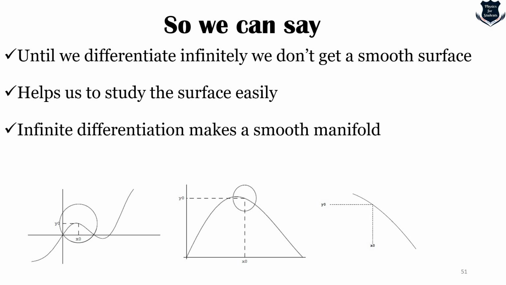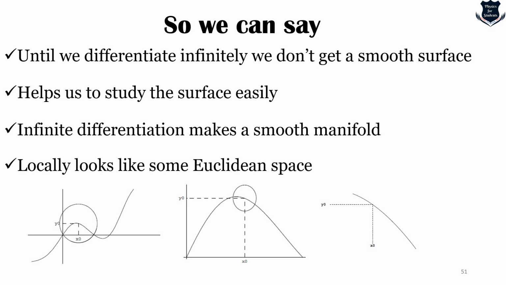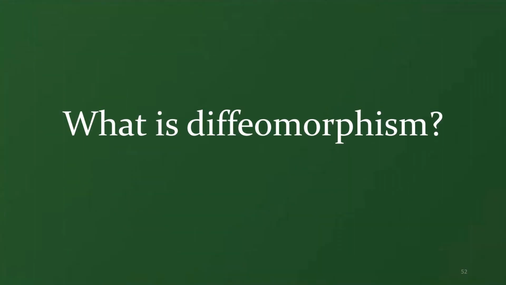And infinite differentiation makes a smooth manifold, and it looks like something in Euclidean space, and Euclidean spaces are easy for us to calculate. So it is hierarchical. We need to differentiate infinitely. Then we get a surface which is easy to study, and it helps to get a smooth manifold which looks like some Euclidean space.